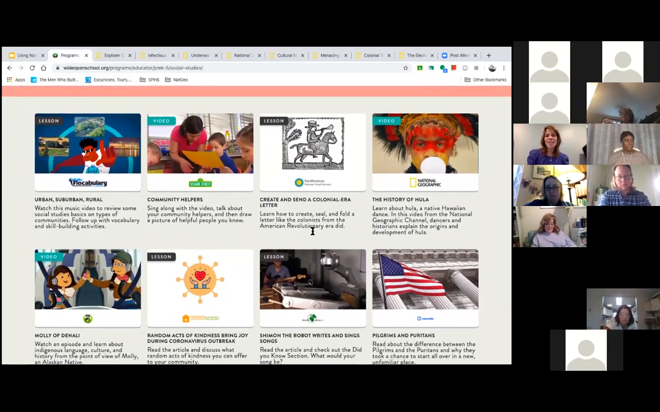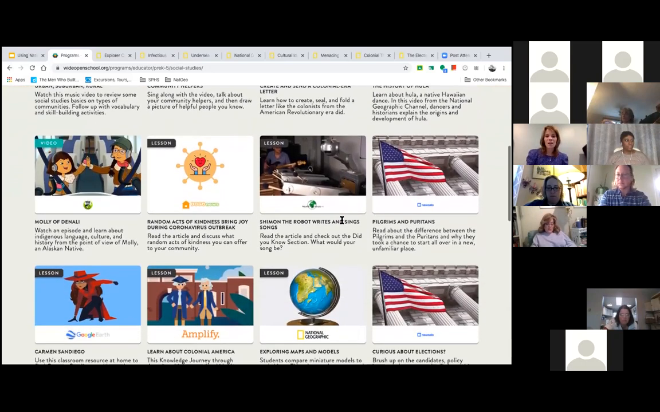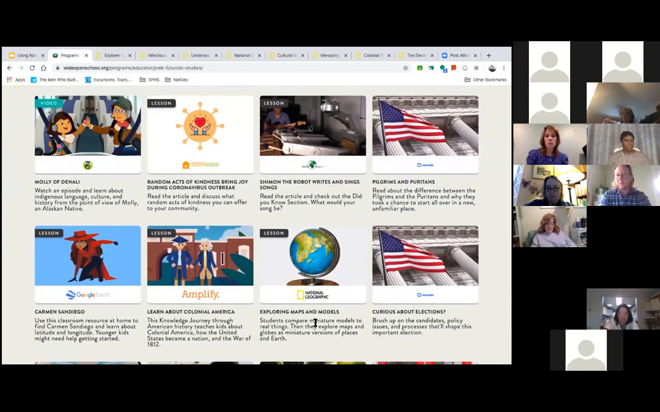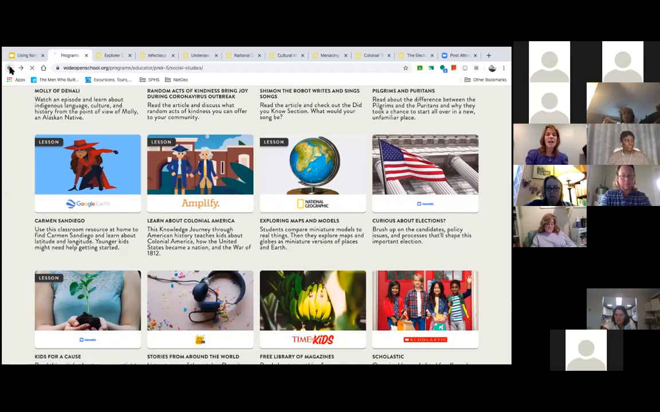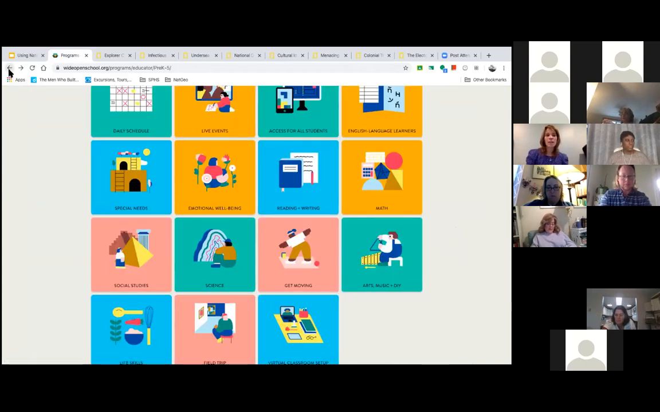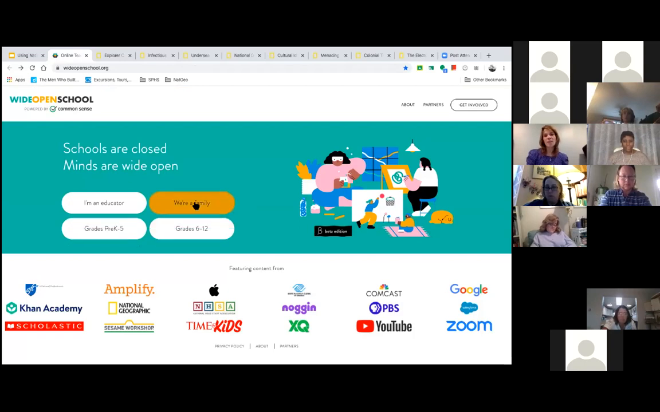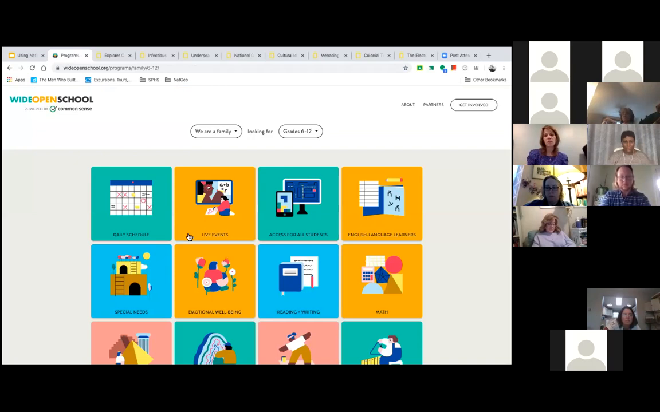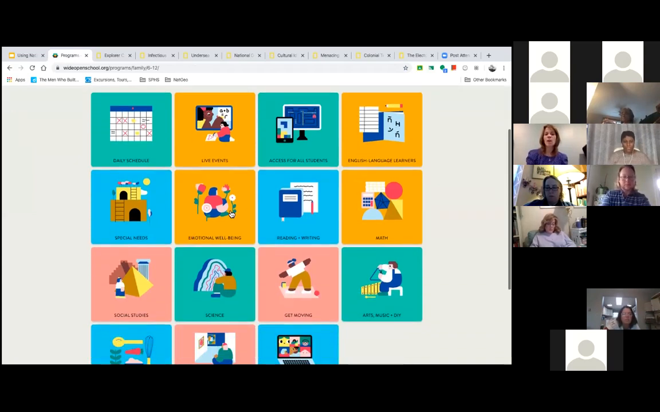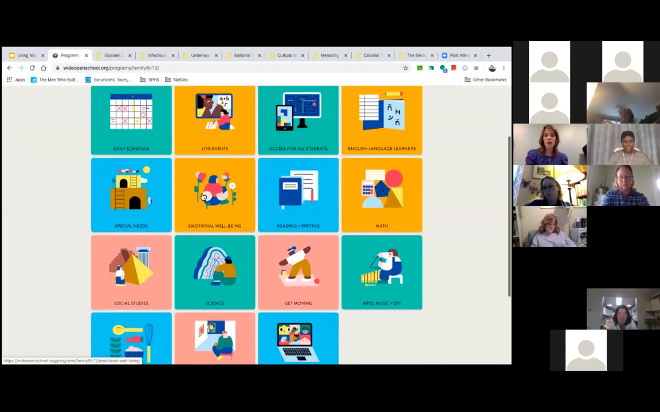But you can create and send a colonial era letter. There's ways that you can explore maps and different models. Carmen Sandiego has come back full swing, so you can learn about her. There's games that you can play with it. And then if I go in as a family, if you were to send this out to your families and tell parents, there's some great opportunities for learning to take over. There's emotional well-being as well.